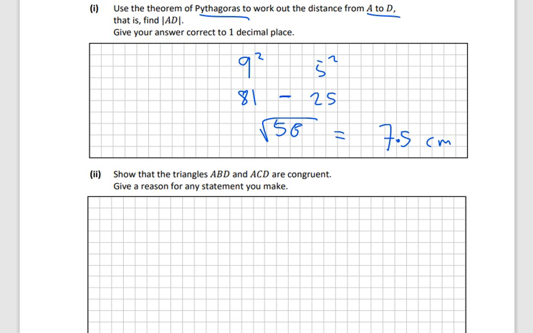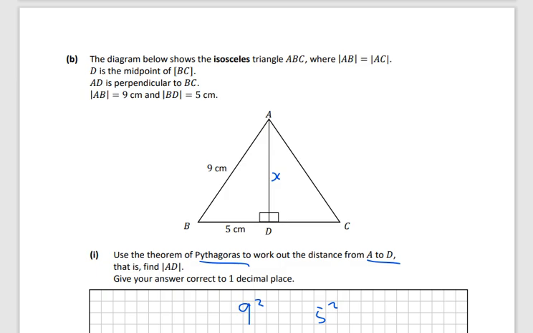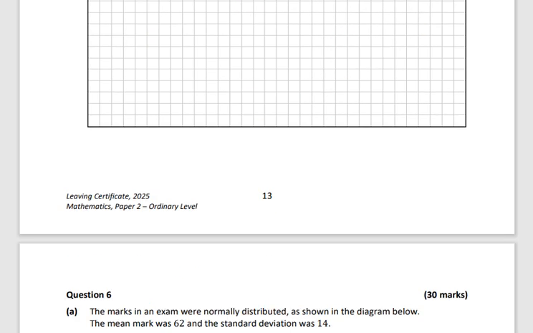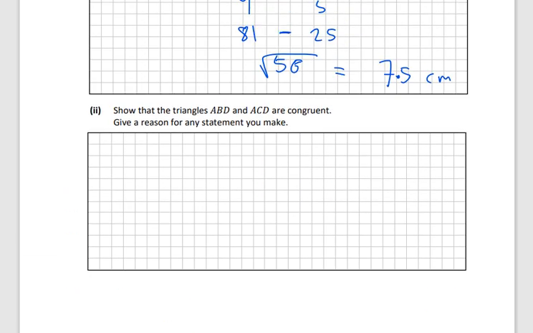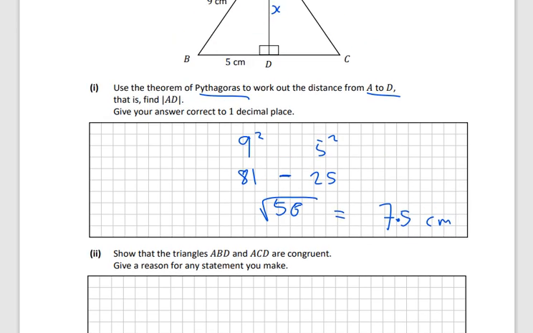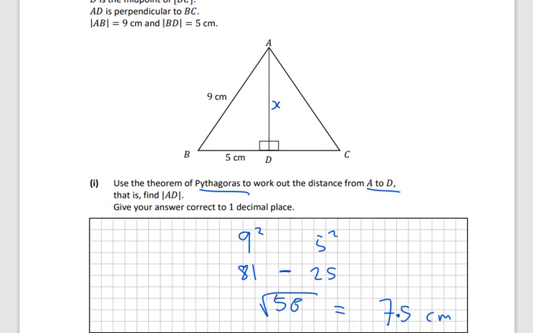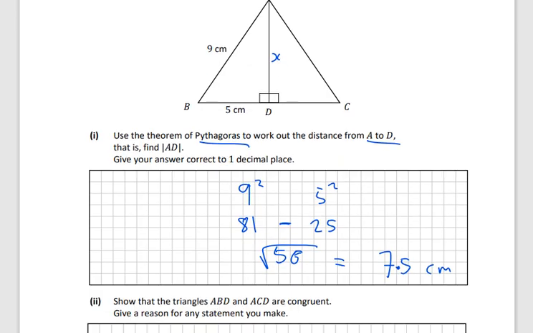Show the triangles ABD and ACD are congruent. I wouldn't really have expected this to come up either. It doesn't usually come up in the Junior Cert Ordinary. You have to prove basically.